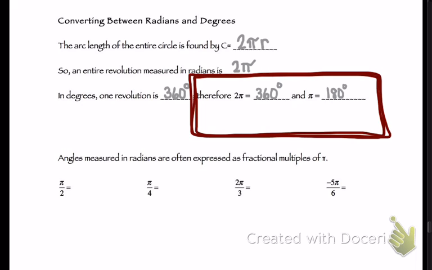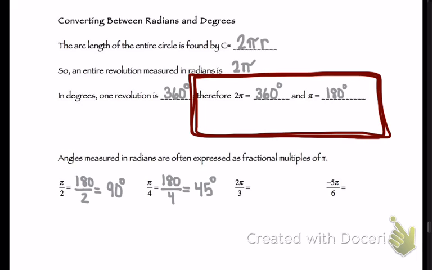Okay, angles measured in radians are often expressed as fractions of multiples of pi. So if I said to you, based on understanding everything in that box right there, pi over 2 radians, well, that means I know pi is equivalent to 180, so I would take 180 divided by 2, and voila, pi over 2 is the same thing as 90 degrees. Yes, it is that simple as long as you understand that box there. Pi over 4, same deal. Take 180 divided by 4. I know that's 45 degrees.